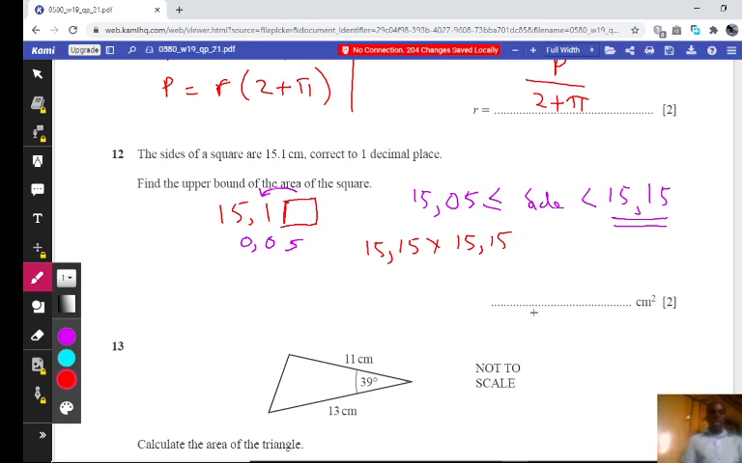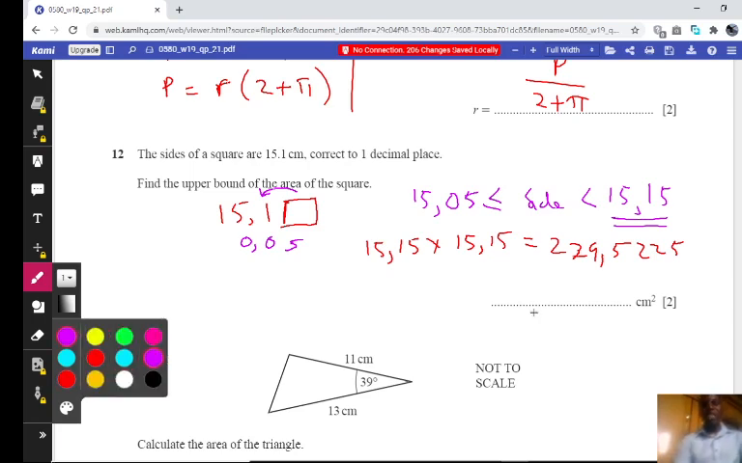Then find your calculator. You say 15.15 times 15.15. What do you get? You get 229.5225. But remember, on our instructions, it says if the answer is like this, you have to leave it to 3 significant figures. So let's leave our answer correct to 3 significant figures.